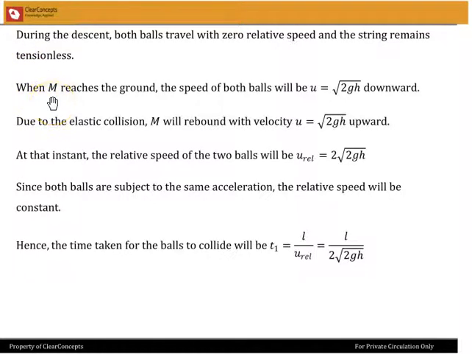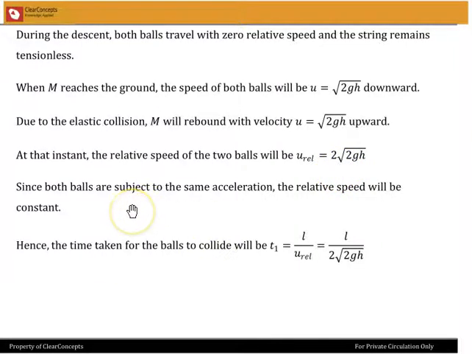When the bigger ball reaches the ground, having descended a height of h, the speed of both balls will be u equals root 2gh, and that will be in the downward direction. Now the bigger ball collides elastically, and so it will rebound with the same velocity, u equal to root of 2gh, upward. At that instant, one ball is traveling down with root of 2gh, the other is traveling up with root of 2gh, and so the relative speed of the two balls will be 2 times root 2gh.